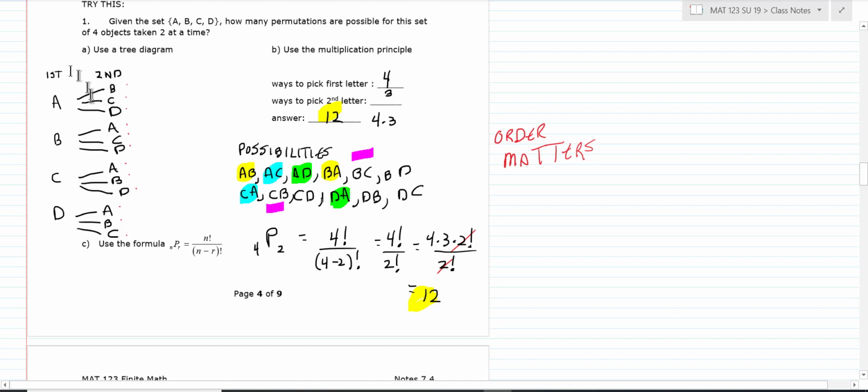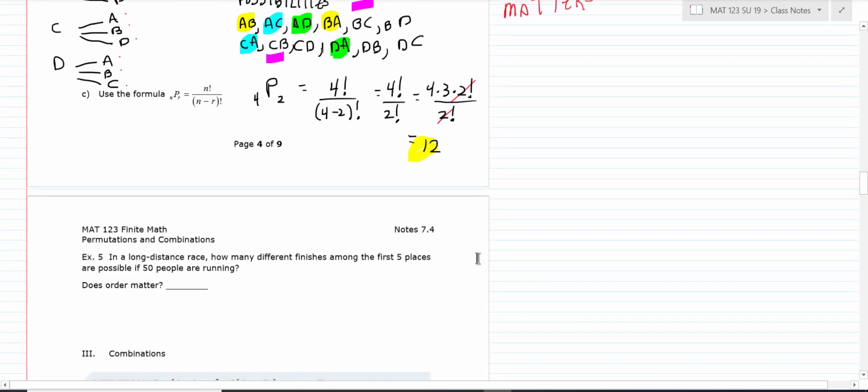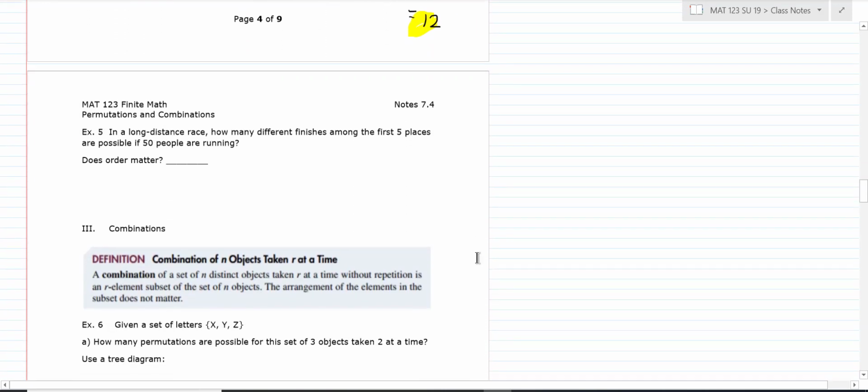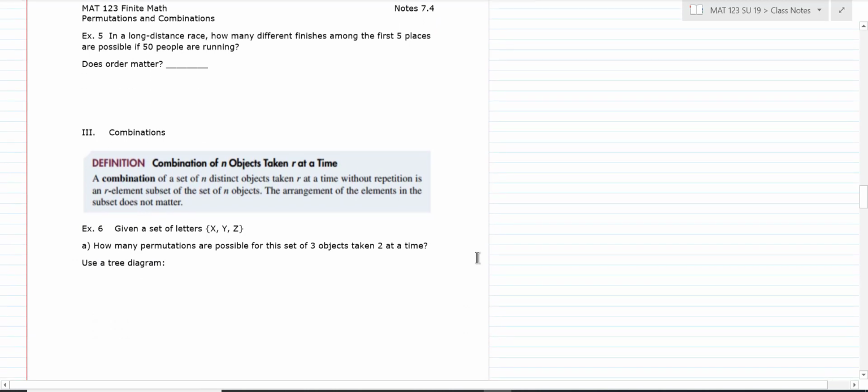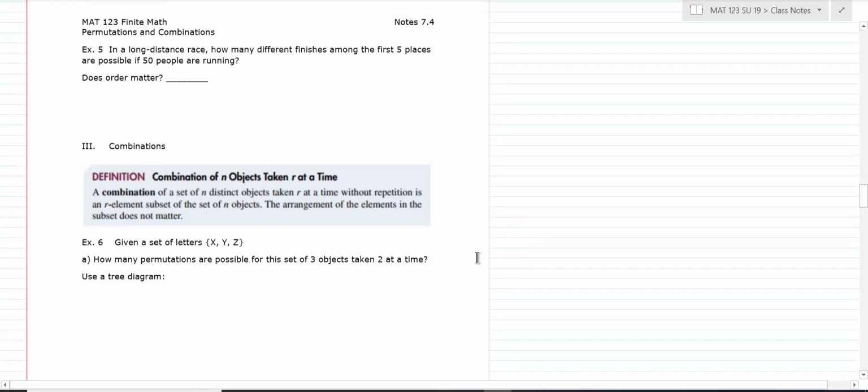Now, the multiplication principle, there's 4 ways to pick the first letter, 3 ways to pick the second. 4 times 3 is 12. If you did the formula, a permutation of 4 items taken 2 at a time, by the formula you would have 4 factorial over 4 minus 2 factorial. So 4 factorial over 2 factorial. Work this out, you'd get 12. Okay? All right, so hopefully we did that okay. I'm going to do one more example, kind of show you how we're going to do these independently of a tree diagram, and then we'll move on and talk about what a combination is.